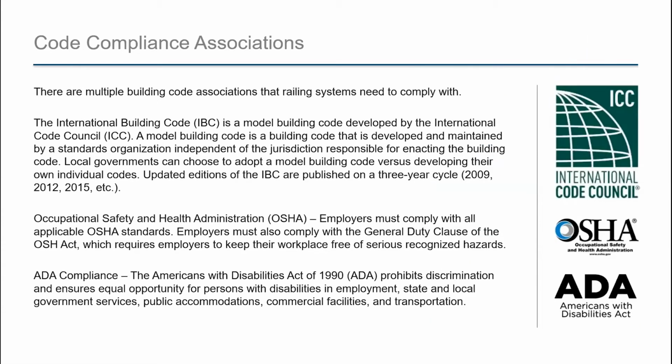When looking at the governing bodies that enforce code compliance, there are several associations to consider. The IBC, OSHA, and ADA are 3 associations that are critical to ensure your railing code is compliant. It is also important to check with local building officials that may require more stringent requirements based on their jurisdiction and regulations.